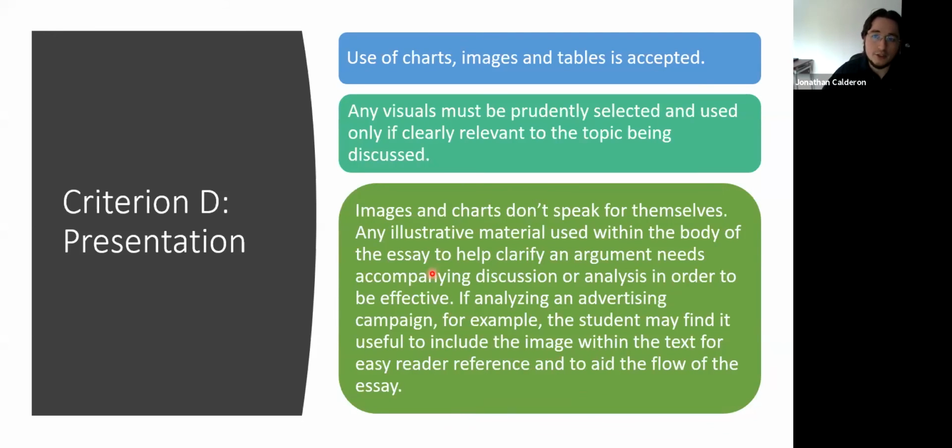Now, the use of charts, images, and tables is accepted, okay? Especially for categories 1 and 2. Now, in category 3, there you could also insert some sort of chart, like an image or whatever. However, any visuals that they include must be selected and used only if clearly relevant to the topic being discussed, okay? I have had many students that say, oh, teacher, can I put a picture of the cover of the novel that I'm going to be reading? Like a picture of the cover of 1984.